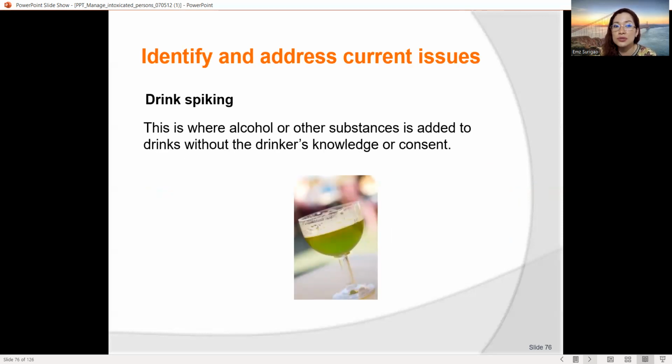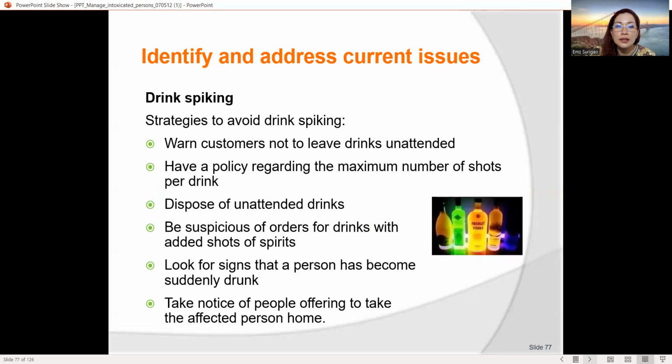Identify and address current issues. Drink spiking. This is where alcohol or another substance is added to drinks without the drinker's knowledge or consent. So it should not be allowed. Strategies to avoid spiking. First, because sometimes the establishments are not doing it, but some customers are adding it to other customers' or friends' drinks, or any person in the premises adds it without your consent or knowledge. So you need to warn your customers not to leave their drinks unattended. Second, have a policy regarding the maximum number of shots per drink.